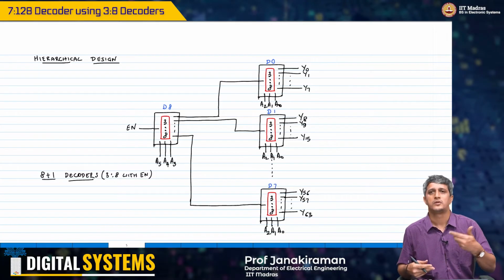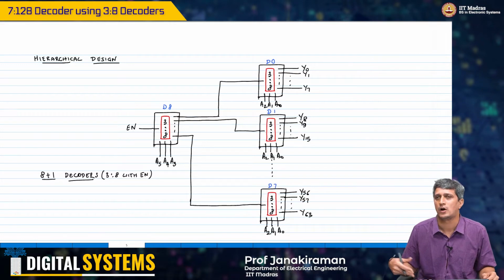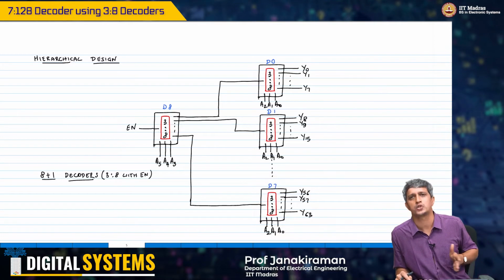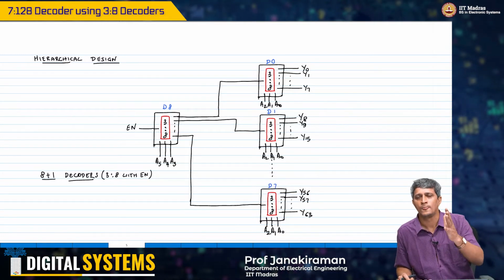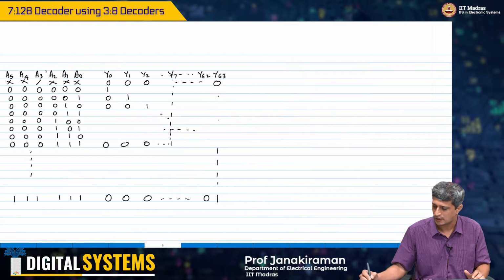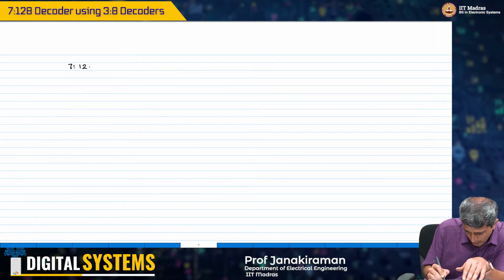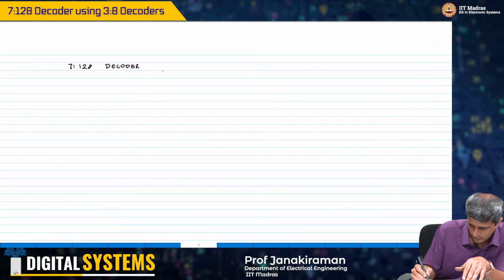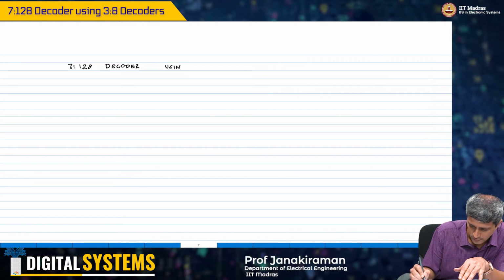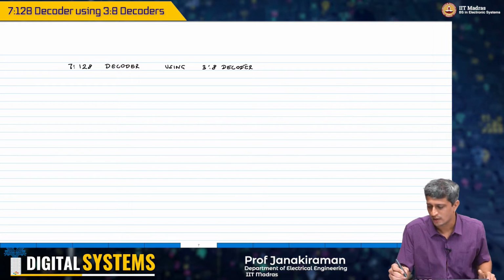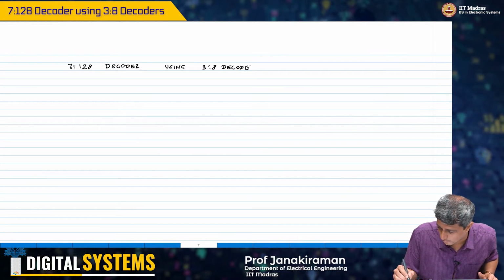So now we could, without going into the exact details of drawing the exact circuit, even ask: if I wanted a 7:128 decoder and I wanted to build it using just 3:8 decoders, how many decoders would I need? A 7:128 decoder, using 3:8 decoders. I will stop using the words "with enable", because I assume by default all the decoders come with an enable.